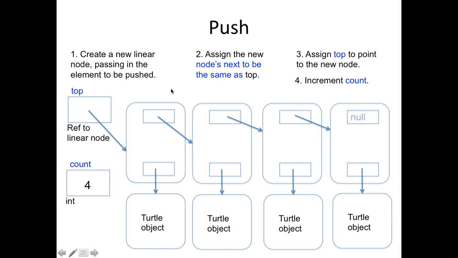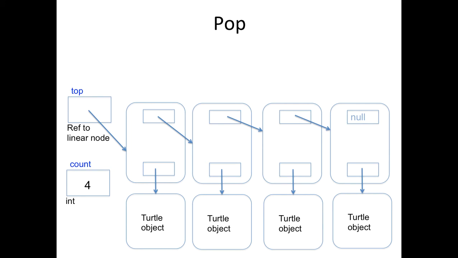What isn't shown here, and what you'll need to make sure you remember, is that when you first create this linear node, the new one, you're going to have to somehow temporarily store a reference to it so you can get access to it and do things. And then afterwards, once you've got this set up and top is pointing to this linear node, you'll no longer need that reference.